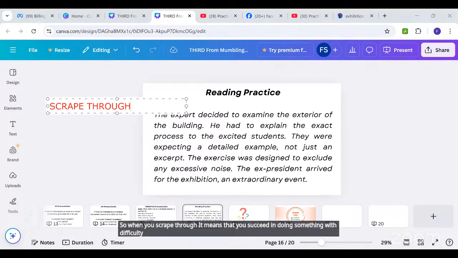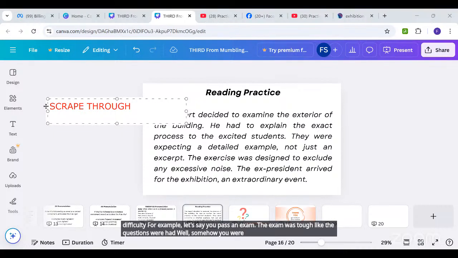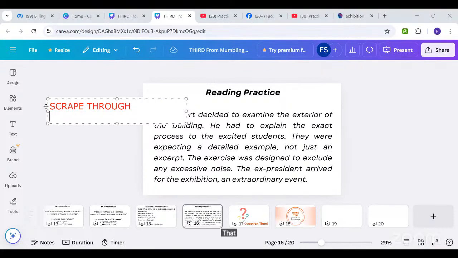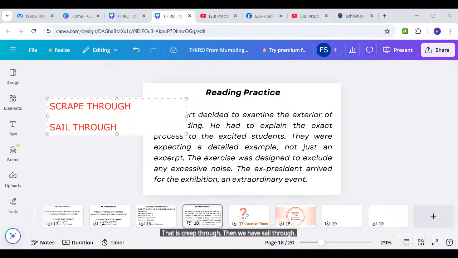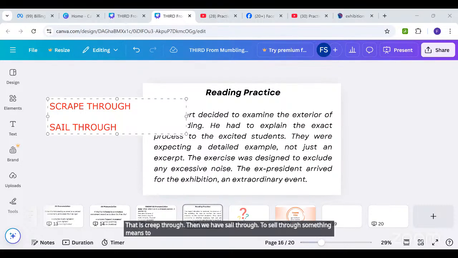For example, let's say you pass an exam. The exam was tough, like the questions were hard, but somehow you were able to pass the exam. So you passed through difficulty. That is scrape through. Then we have sail through. To sail through something means to pass an exam or a test without any difficulty.